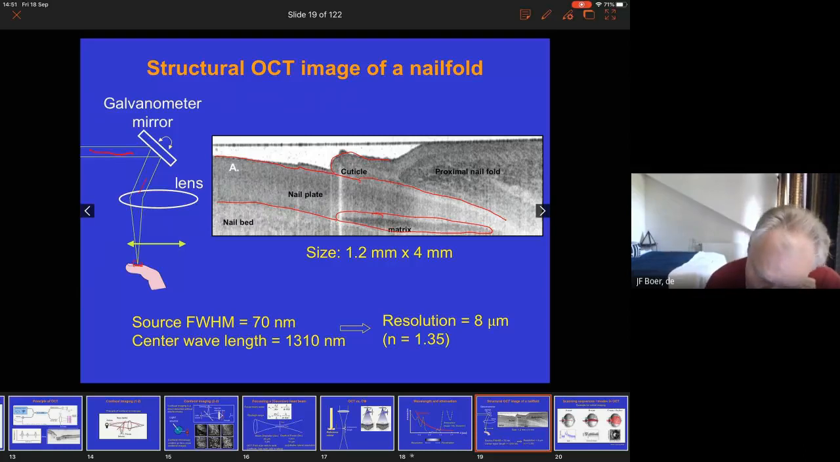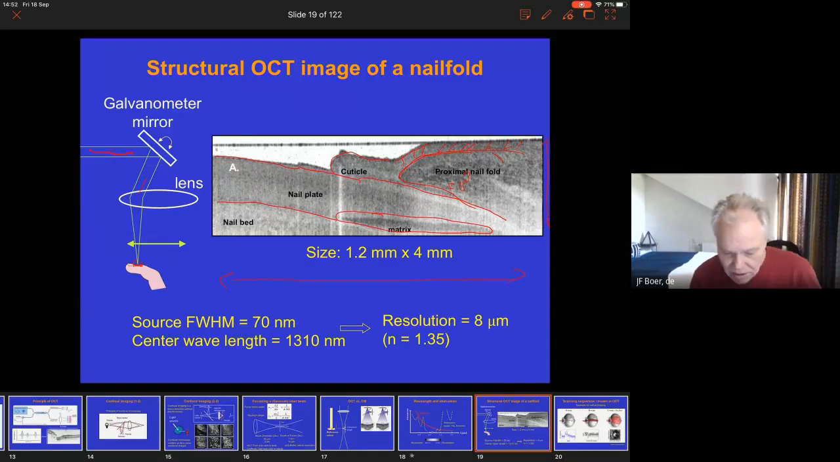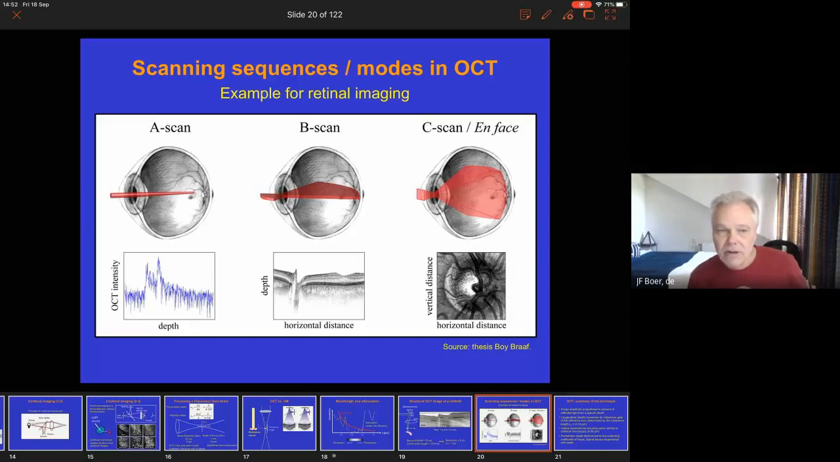And then here you get the rest of your finger, this part is skin, and here you get deeper into the tissue, where most likely we can see blood vessels and other structures. And so this is a nice cross section of a finger, with a total size here of 1.2 millimeters and a length of 4 millimeters. Okay, let's go into some nomenclature for OCT.